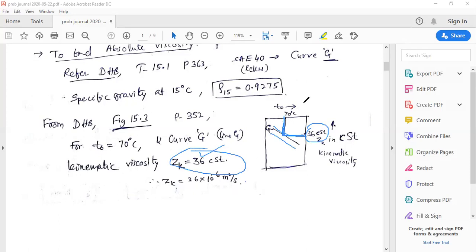The same value is to be converted into meter square per second as per the SI unit. So Zk, that is kinematic viscosity, is 36 into 10 raised to minus 6 meter square per second. So this centistoke is converted into meter square per second by multiplying by the factor 10 raised to minus 6. This is the method of obtaining the kinematic viscosity.